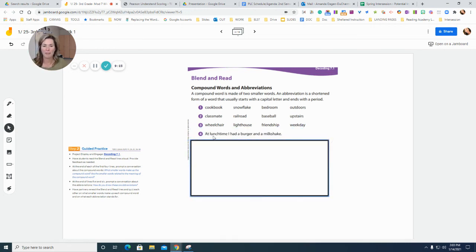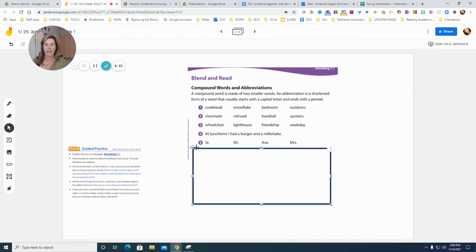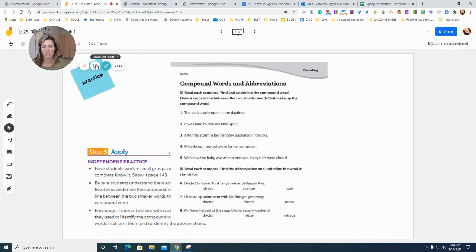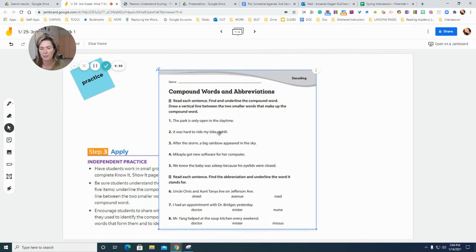At lunchtime, I had a burger and a milkshake. Do you see any compound words in this sentence? Yes, lunchtime and milkshake. And then we have these abbreviations right here. This is short for street, Mr., avenue, Mrs. Dr. Perez's office is on Parker Road. So we have two abbreviations there. Do you see the two abbreviations? Yes, doctor and road. For independent practice, you can do the decoding page from HMH.